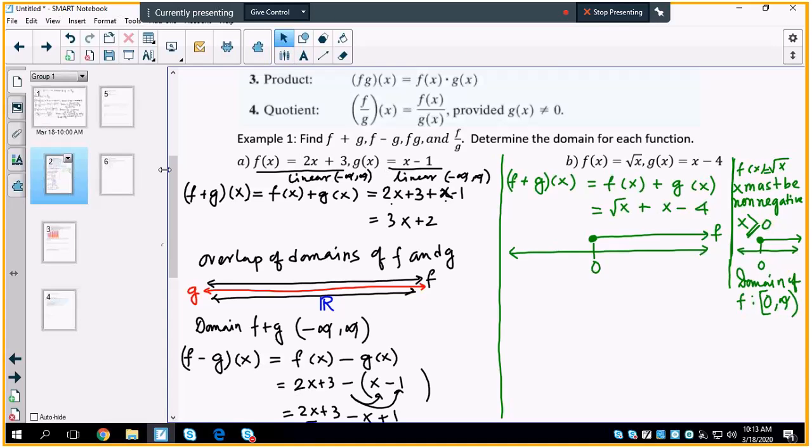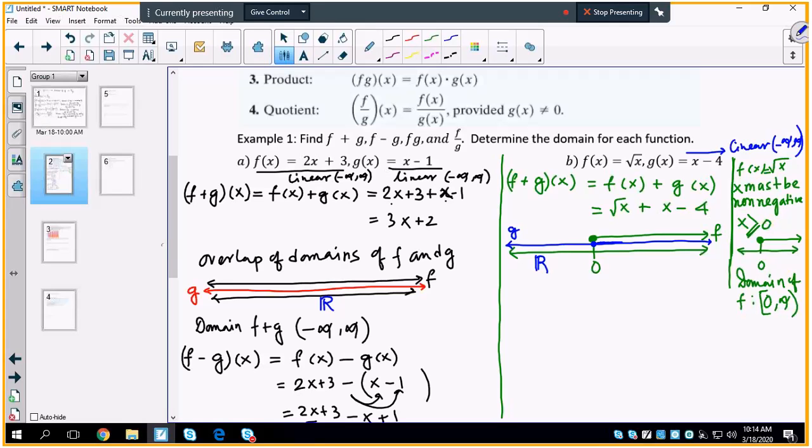So now I look at the function g of x, which is x minus 4, and remember that's a linear function. These are the nicer functions. The domain is everything, or all real numbers, or negative infinity to infinity. So I will use a different color to write the domain of g, and then I will try to see on the number line where the two colors are overlapping. And if you see carefully, the overlap happens starting at 0 going all the way to positive infinity, including the point 0. So it's precisely the domain of f.